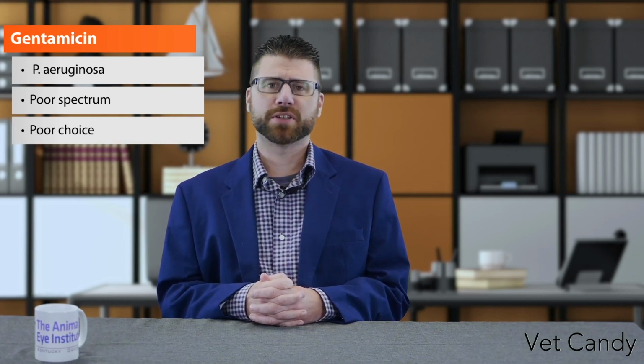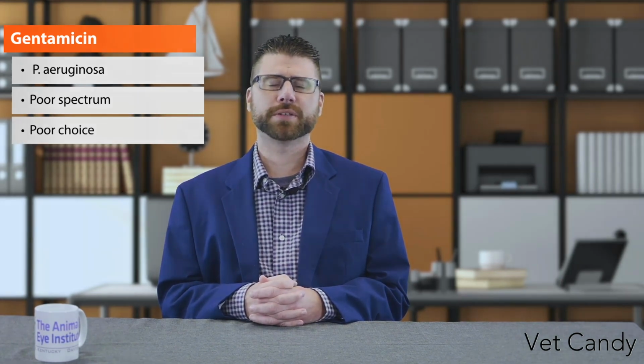Gentamicin targets Pseudomonas as well, has a poor spectrum of activity as it also only targets gram-negatives, and gentamicin also does not penetrate well into the cornea. However, gentamicin may achieve bactericidal concentrations for all Pseudomonas strains. Resistance is increasing for gentamicin and is therefore a poor choice in a primary antibiotic.